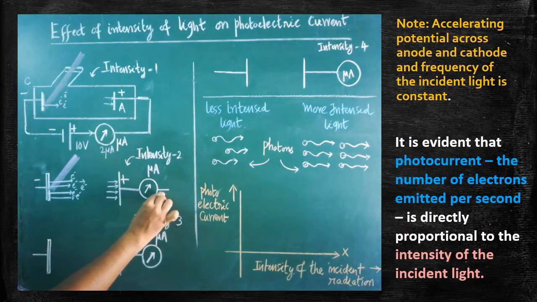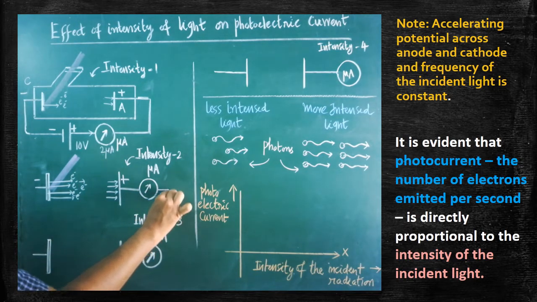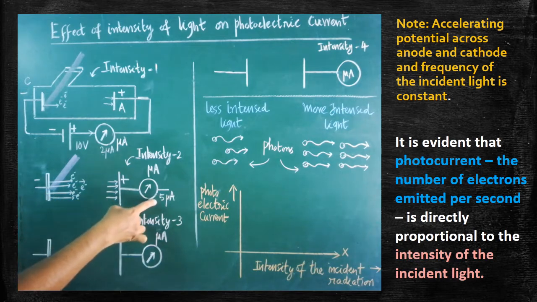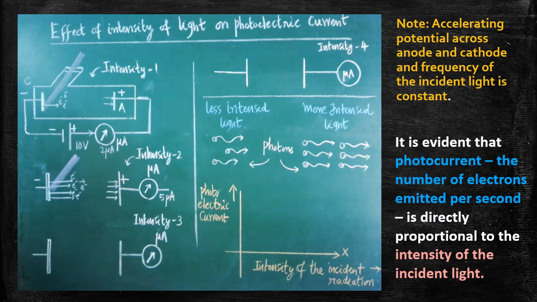Let us imagine the photoelectric current measured in the microammeter is 5 microampere. Intensity of the incident light is more, so the photoelectric current value is also more. Are you clear? Now we are going to see the third case.